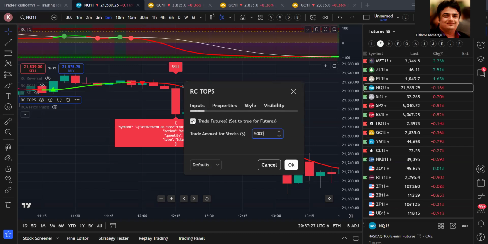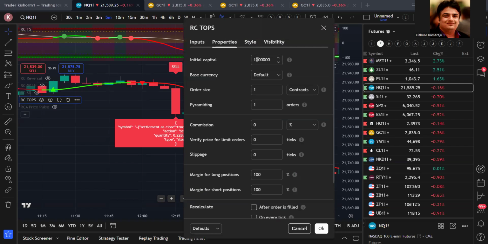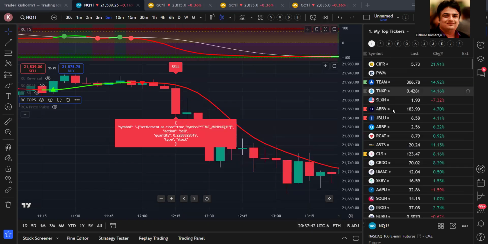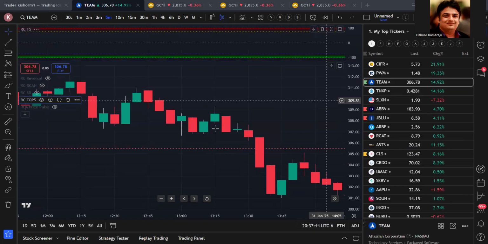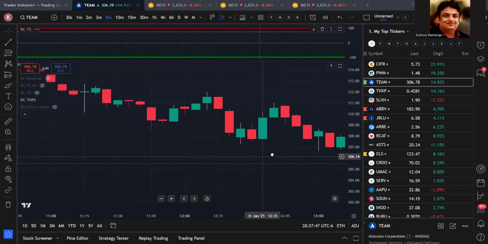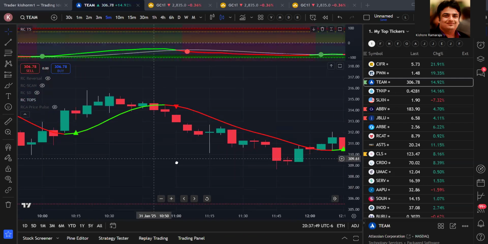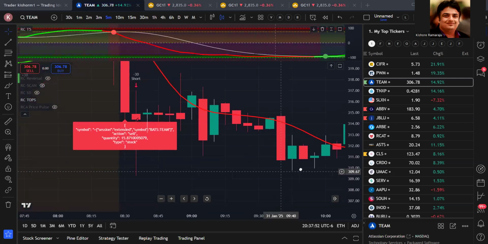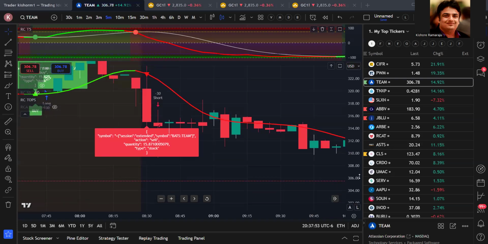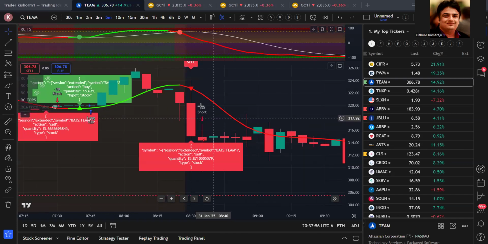If, for example, you are trading stocks, then you have to uncheck this and put some amount there. Then you can put, okay, I want to buy this many stocks, or I want to use this much percentage. Let us say, for example, there is a stock. Based on your amount, it will automatically select this many quantity.